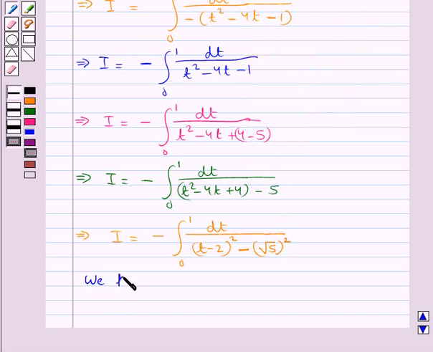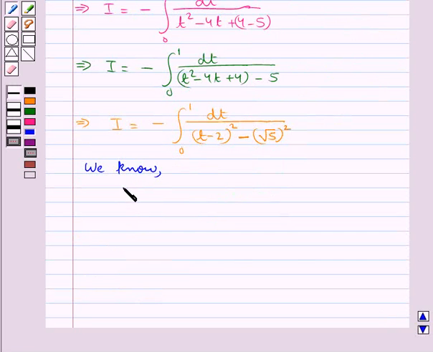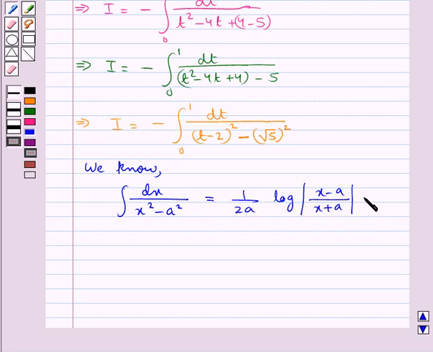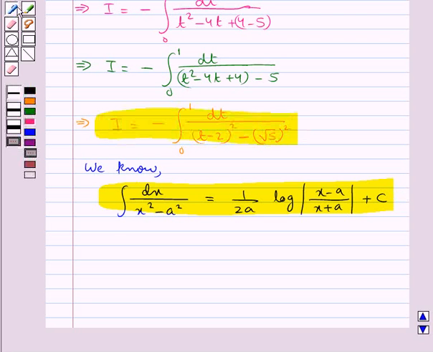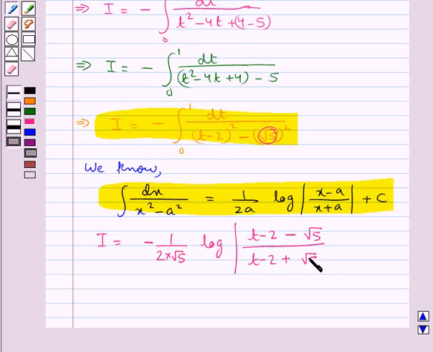We have a formula. Integral dx upon x square minus a square is equal to 1 upon 2a into log modulus x minus a upon x plus a plus c. Therefore, using this formula, in the above I that we have obtained, we have I is equal to minus 1 upon 2a. Now here a is root 5, so 2 into root 5 into log modulus x, x would be t minus 2 minus a, that is root 5 upon x plus a, that is t minus 2 plus root 5. And the limits are from 0 to 1.